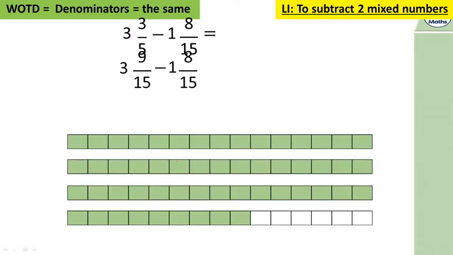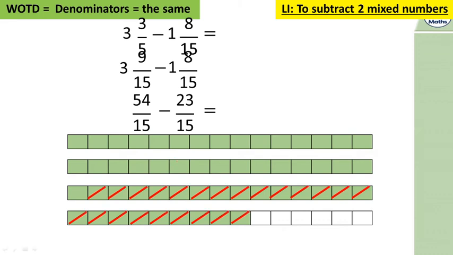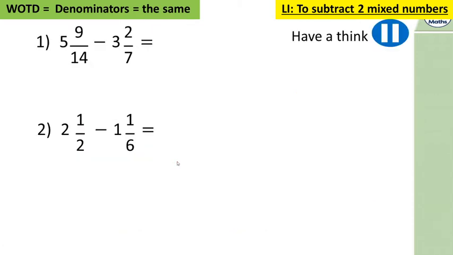So we're just going to represent it visually here. So we've got 3 wholes and 9/15, which is the same as 54/15, minus 23/15. If you count up all the parts, take them away, it's 31/15, or 2 wholes and 1/15. So it's the same answer as last time, just representing it in a different way, and whichever method you prefer is the one you'll end up using.